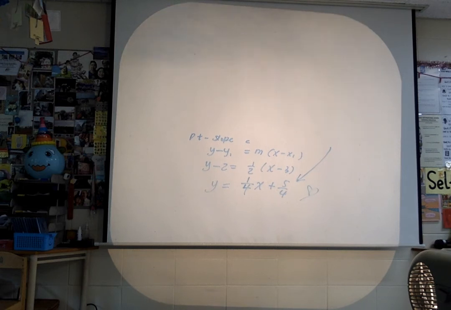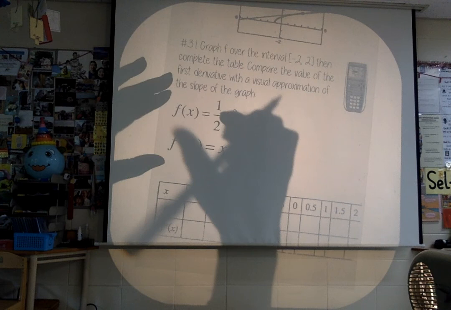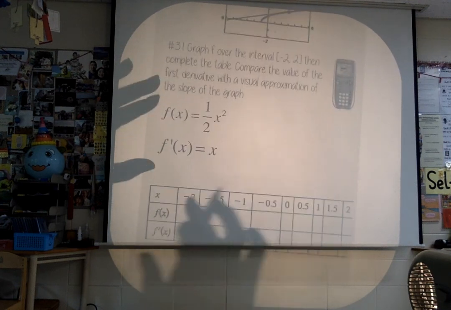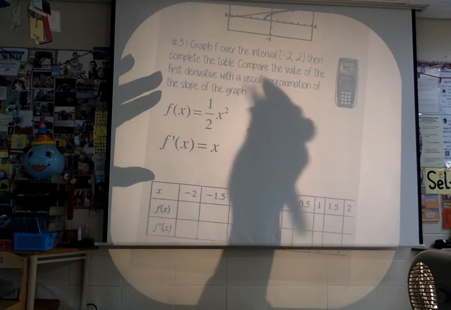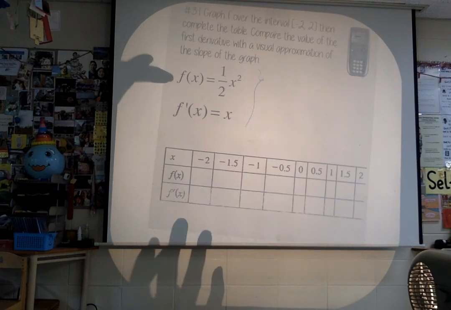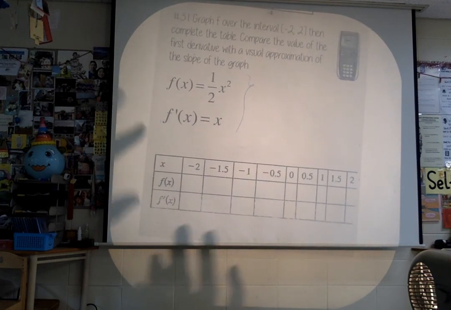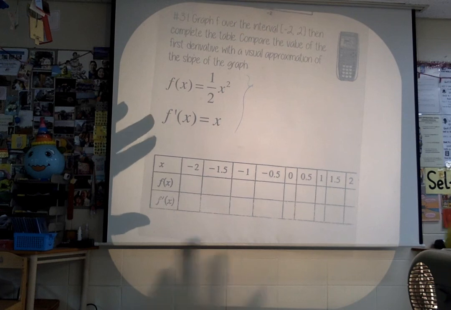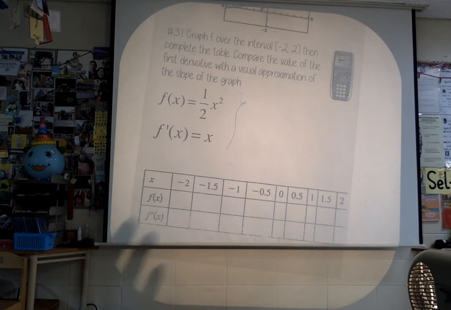Now, I'm going to just demonstrate what they ask you to do for number 31. Number 31 kind of question. All they want you to do is plug in these points into each of these functions. You see how this is the original function and this is a derivative? See what you get for the values. And we're going to talk about those values next time I see you.